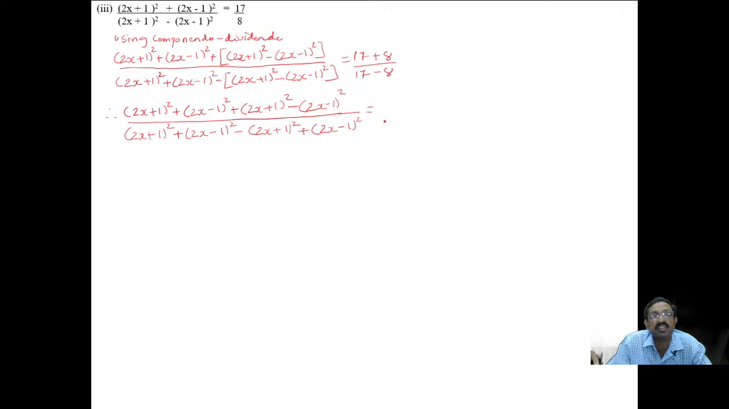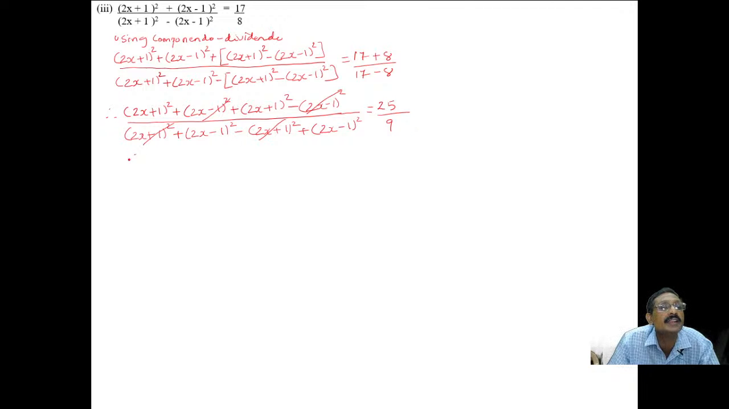Let us increase this. 17 plus 8, 17, 18, 19, 20, 21, 22, 23, 24, 25. So what I get here? 25. And here what I will get? 9. Okay. Now what is our next step? Our next step is, can we reduce this one and this one? Here what can be reduced is, can we reduce this? This is minus. Can we reduce this?